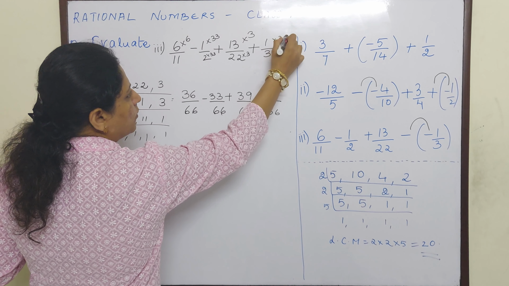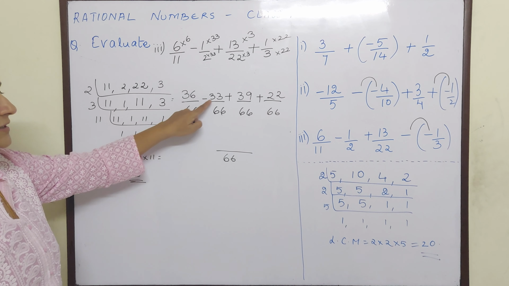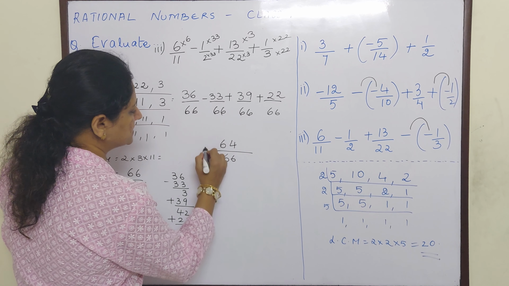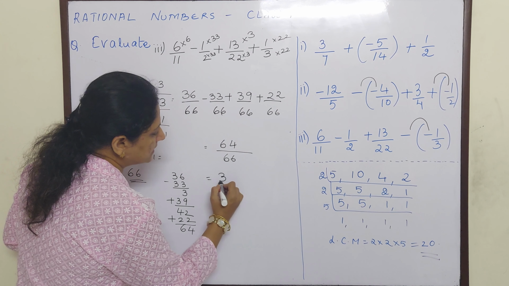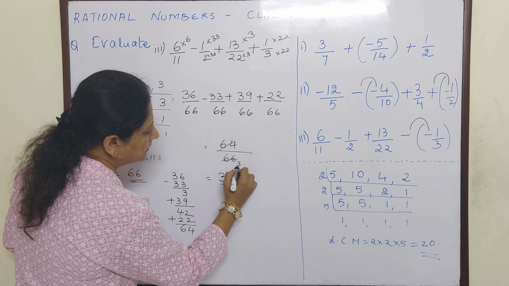Now we will do only the addition and subtraction of these numbers. 36 minus 33 is 3. Then plus 39 gives 42. Plus 22 will give you 64. So your answer is 64 by 66. Now they are both multiples of 2. 2 thirty-twos are 64, 2 thirty-threes are 66, so 32 by 33. This is your final answer.